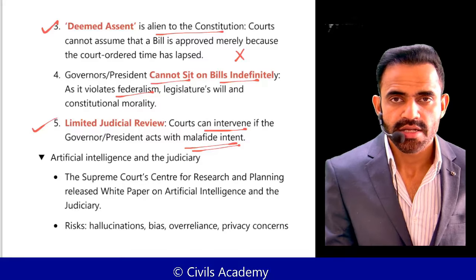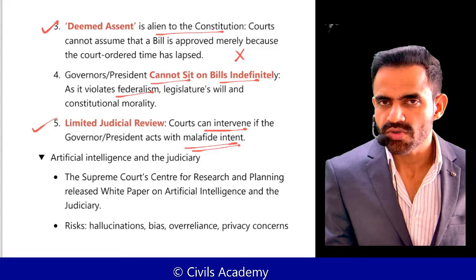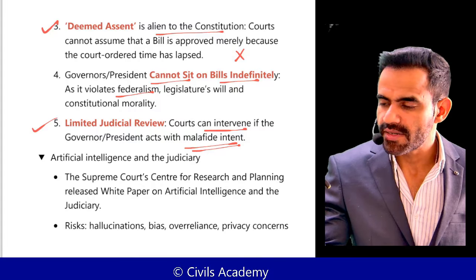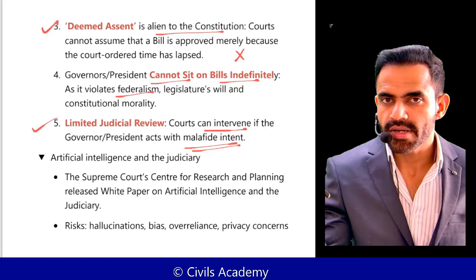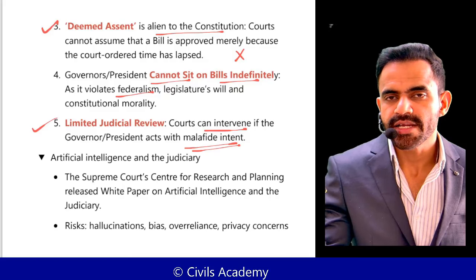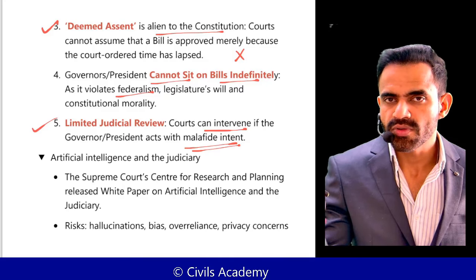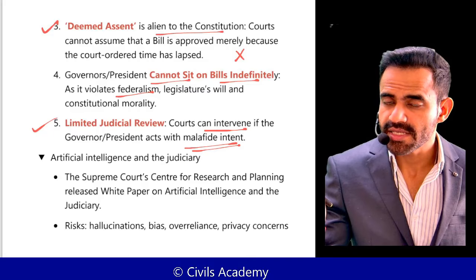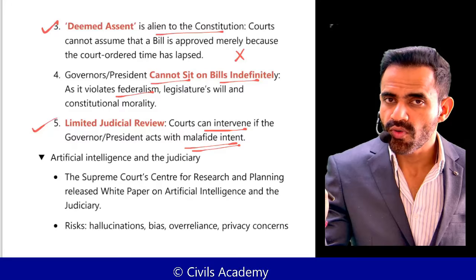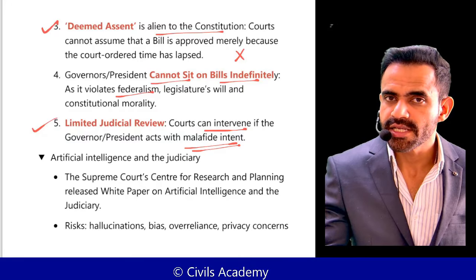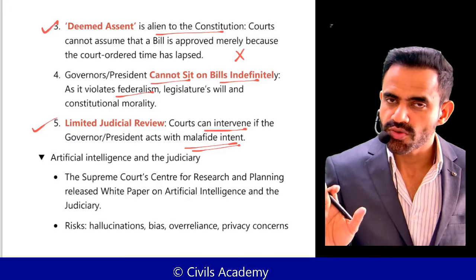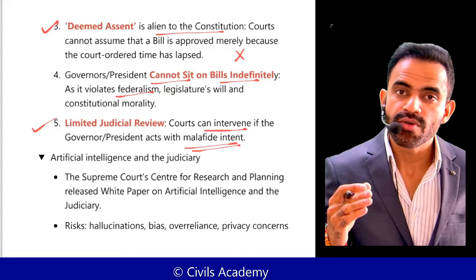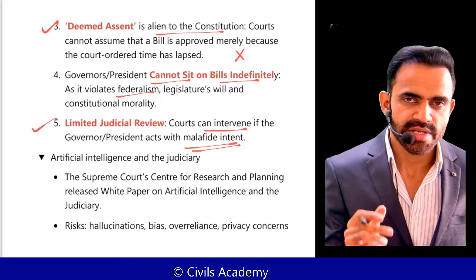So there are three important things. In a very simple sense, the court said that no, we cannot specify any timeline, but it does not mean that the president or the governor will take an infinite amount of time to approve these bills. And there is no concept of deemed assent. Deemed assent basically means it will be approved automatically if no action is taken within a time limit. There is no such concept in our constitution. This was specified or clarified by the court in this presidential reference.